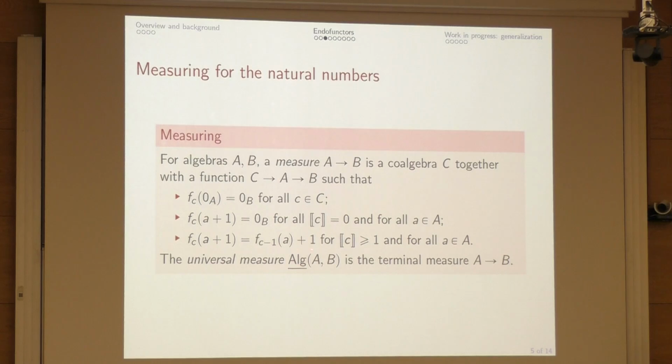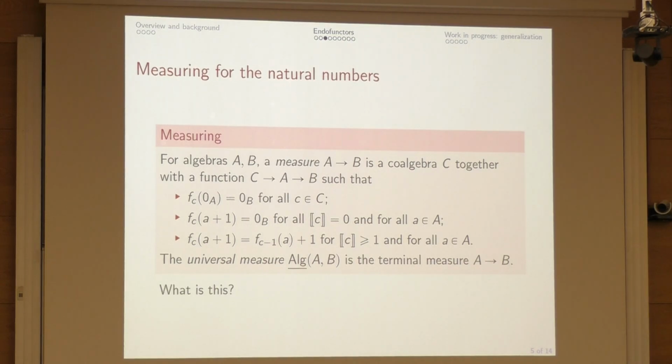And here we see something that looks very much like the second criterion you would expect for algebra homomorphism, but kind of, let's say, twisted by this action -1, which is how I'm writing the partial endo function that is the coalgebra structure on C. Okay, so that's what the definition of measure unravels to in this case. And again, the universal measure is a terminal one.